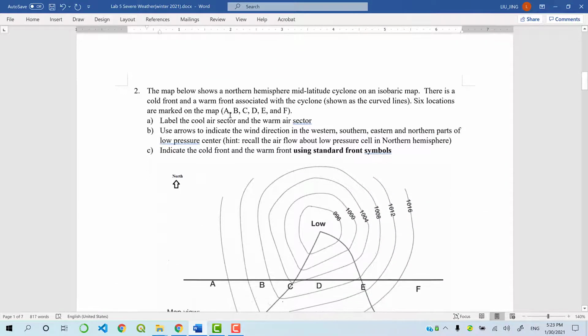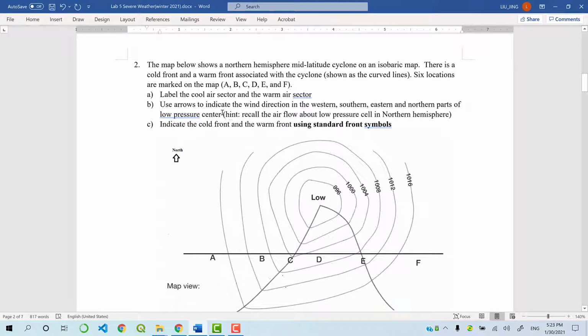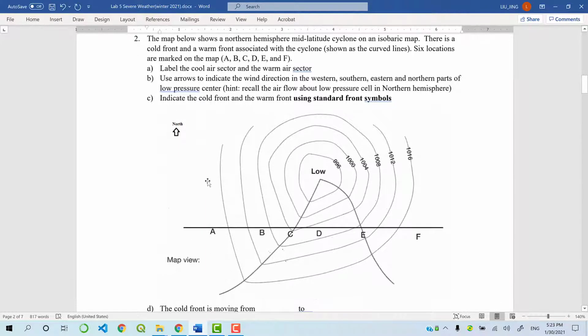The second question asks you to draw the mid-latitude cyclone. We have an example in our lecture slides and also in your textbook. There's a video on our study guide that shows how this forms. It's a very important concept, and I will go over it in our lecture meeting.